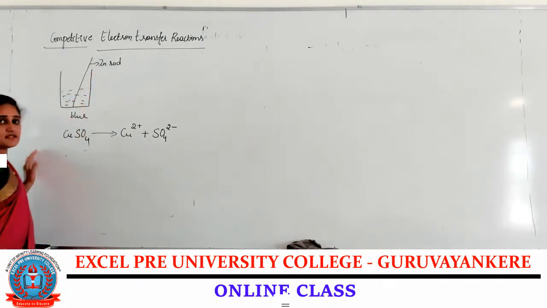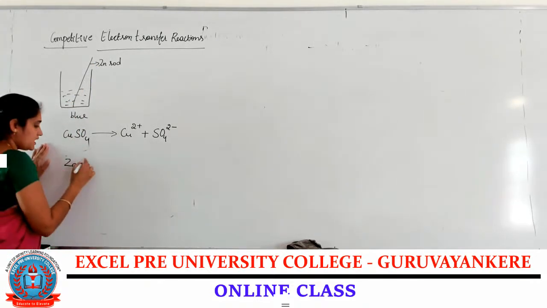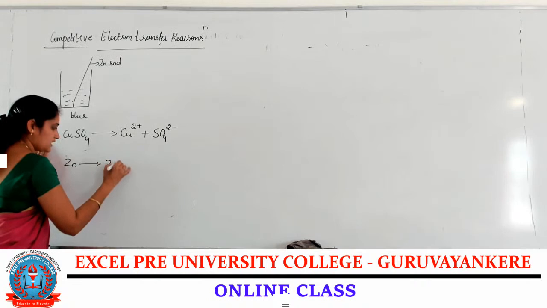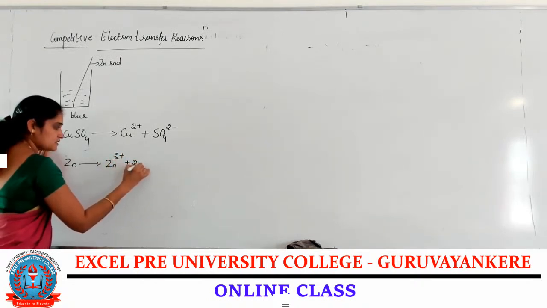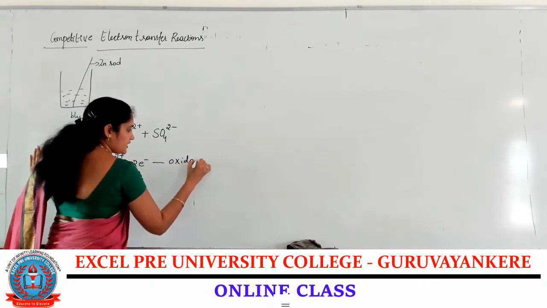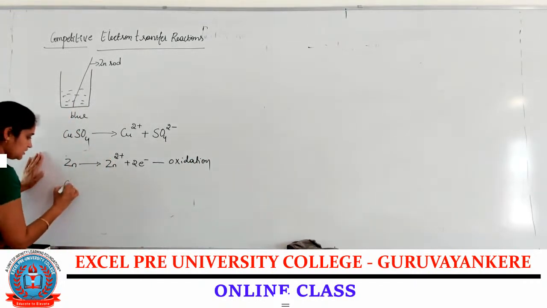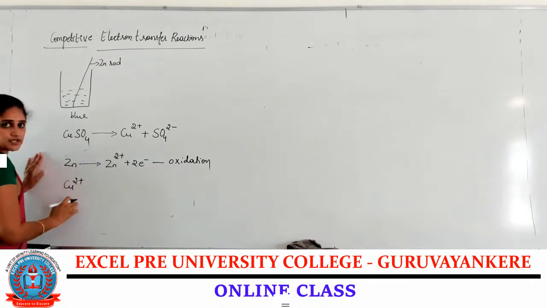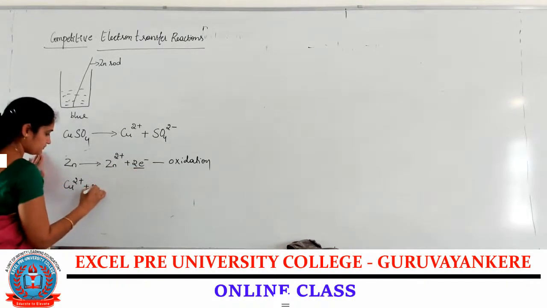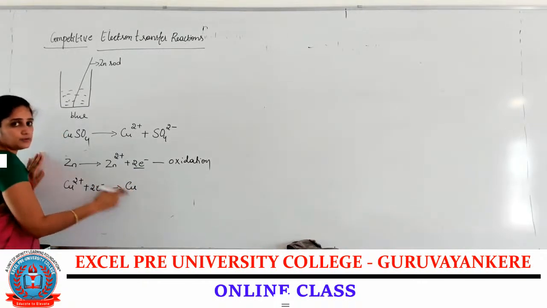When the zinc rod is dipped into the solution, zinc metal present in the zinc rod undergoes ionization. I mean it is ready to give the electron. It gives rise to Zn2 plus and 2 electrons. This reaction is nothing but the oxidation reaction. Cu2 plus ion present in the solution gains the 2 electrons. It gives rise to copper. I mean copper metal will be formed.